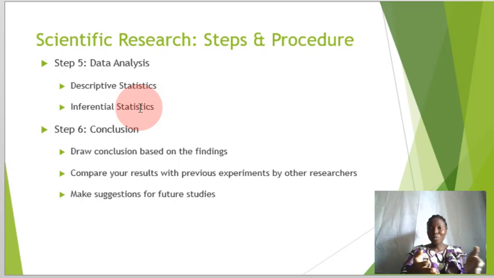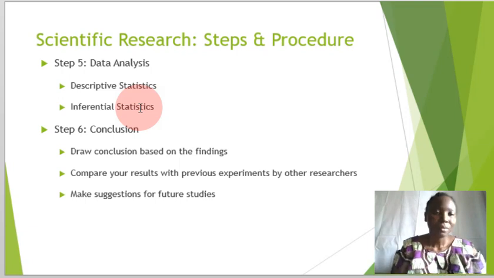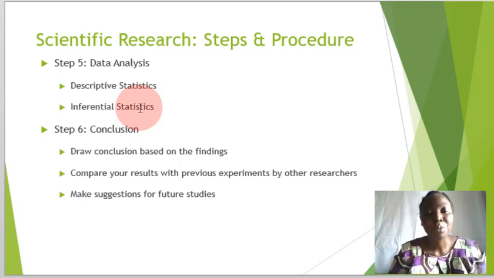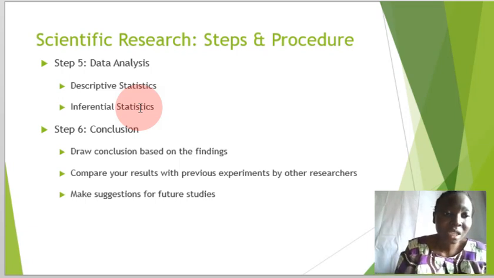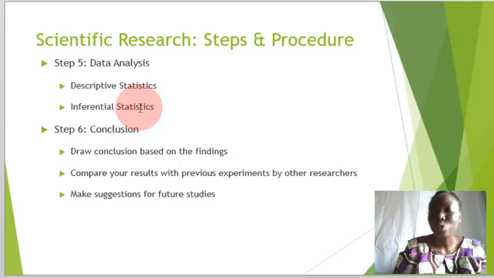Or should I put it this way? If your hypothesis was rejected, that is, the hypothesis you raised was rejected. And if the hypothesis was not rejected, it means it was accepted. You tell us, okay, my hypothesis was not rejected, therefore my assumption was right. My hypothesis was rejected, therefore my assumption was wrong. The other thing is to compare your results with the previous experiment by other researchers.